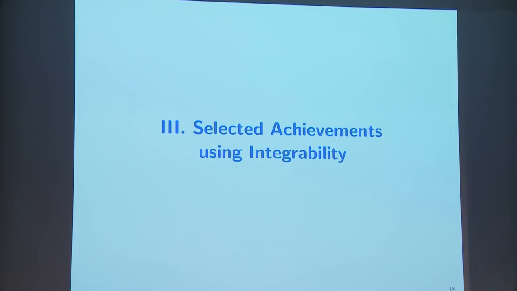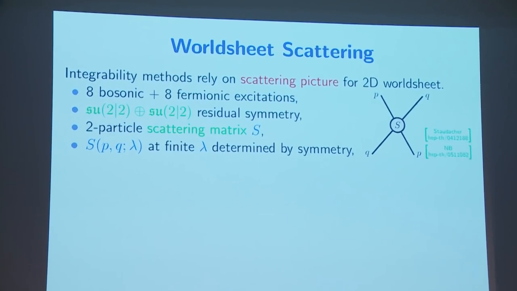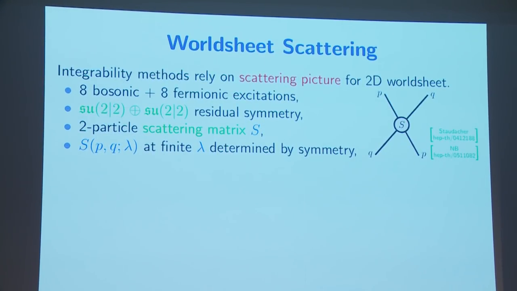Let me mention some achievements using integrability. I already mentioned there is a scattering picture on the two-dimensional worldsheet. So the string theory here is a two-dimensional field theory on which you can set up a scattering problem. And that's what you would typically do also for strings in flat space. You look at the excitations of the string worldsheet around a trivial solution, and these are geometric things because you get eight bosonic excitations which correspond to the eight transverse directions of the string, and also eight fermionic excitations because it's a superstring.